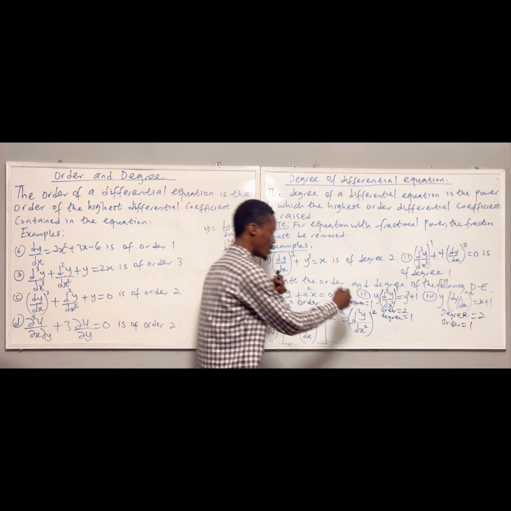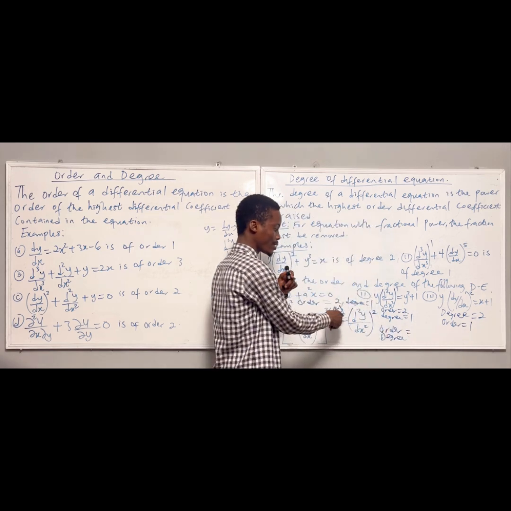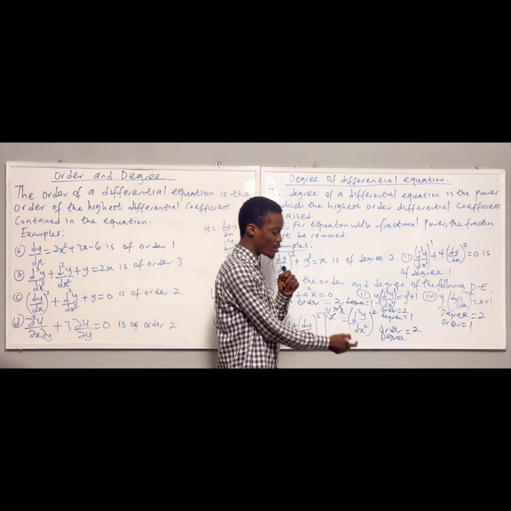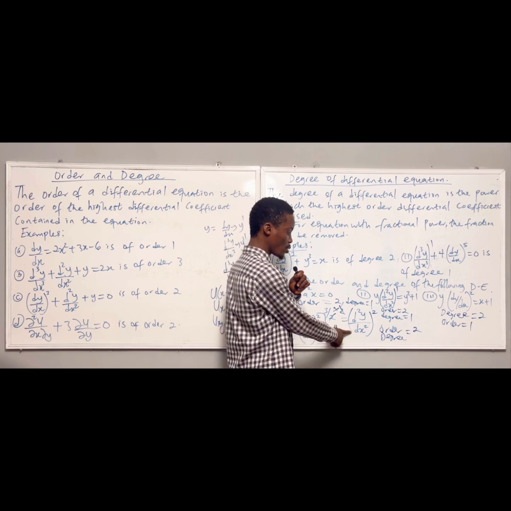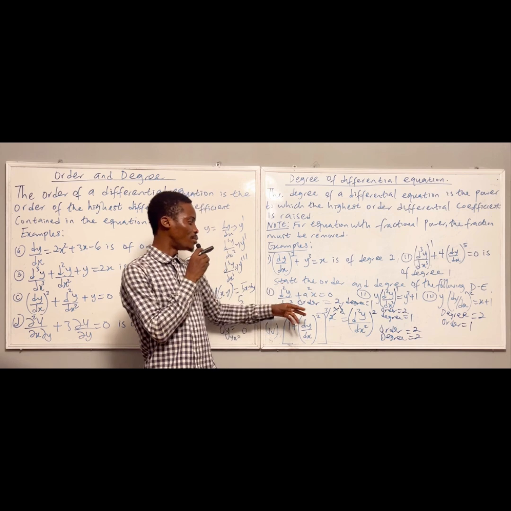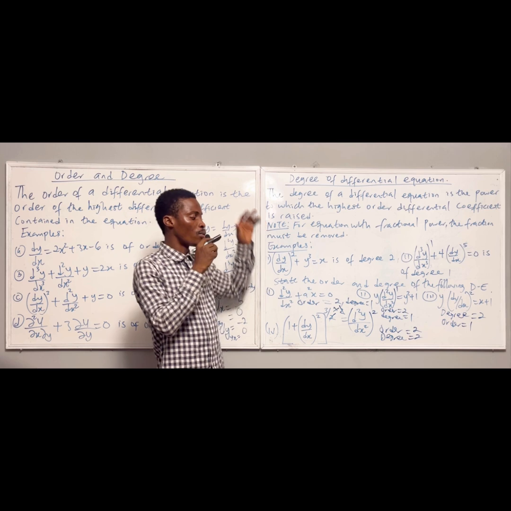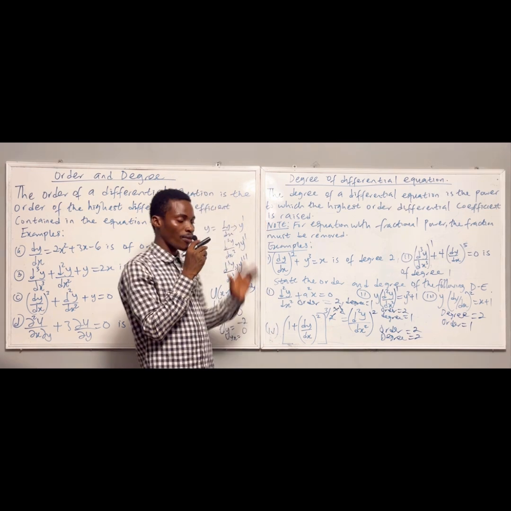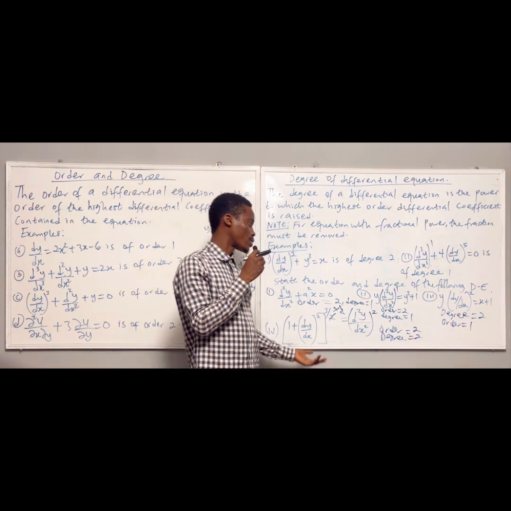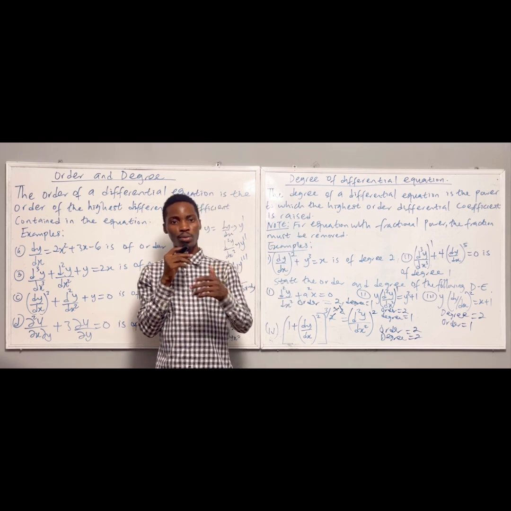So the highest derivative here is the second derivative, so the order is 2, and the degree is 2. Suppose we did not eliminate the fraction, our answer might not be correct. So whenever we have a fraction power, we have to eliminate the fraction part so that we can get our degree. So our degree here is 2, and our order here is 2. This is how to identify order and degree. I hope you find this interesting.